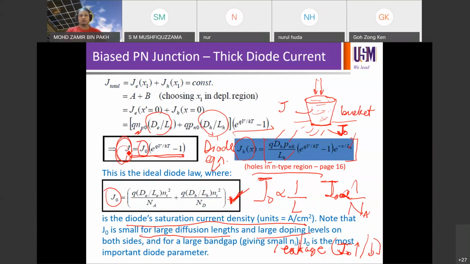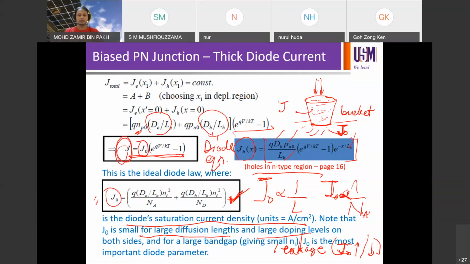So if you look at the diode equation, J equals J naught exponential of QV over KT minus 1, and you want to keep the J naught as low as possible, right? So how to keep it low? You can come to this J naught equation, right? We know that J naught is inversely proportional to L, the diffusion length, and J naught is also inversely proportional to N_A or N_D.